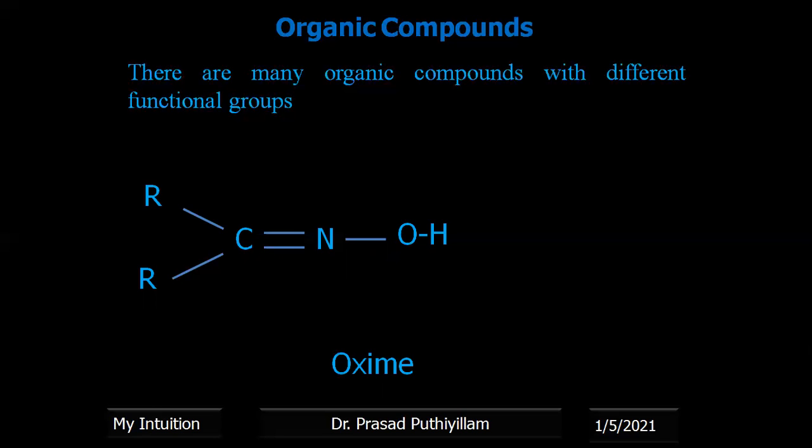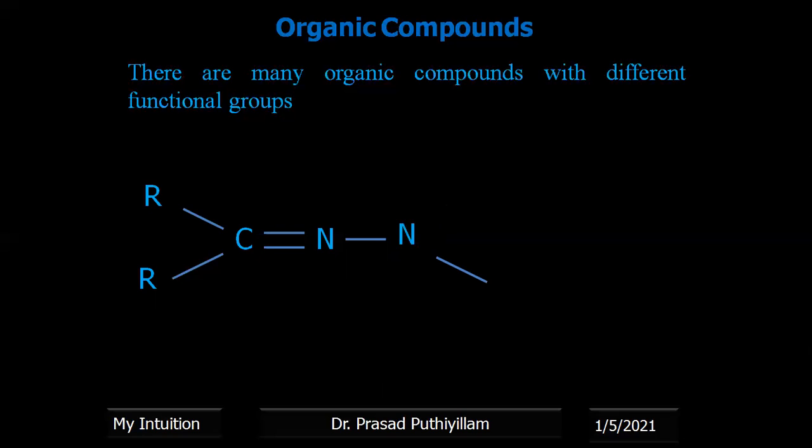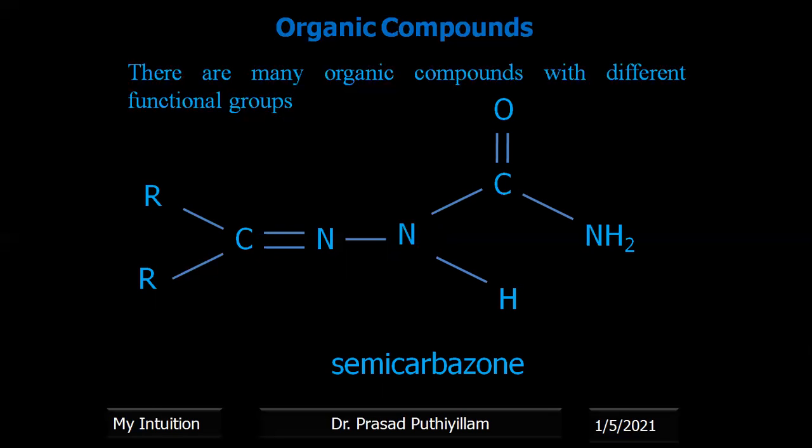If it is OH, we call it as oxime. If it is NH2, we call it as hydrazone. If it is N phenyl group, Ph means phenyl group, benzene ring connected, it becomes a phenyl hydrazone. If it is NHCONH2 group, that becomes semicarbazone.